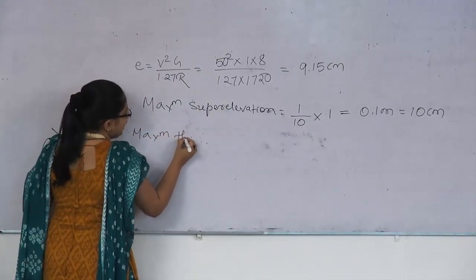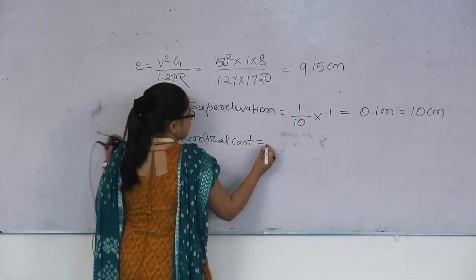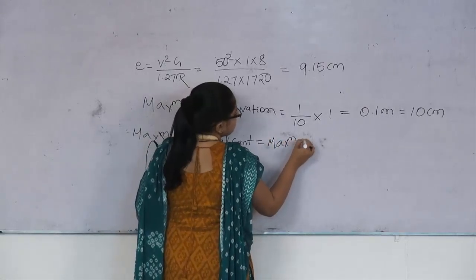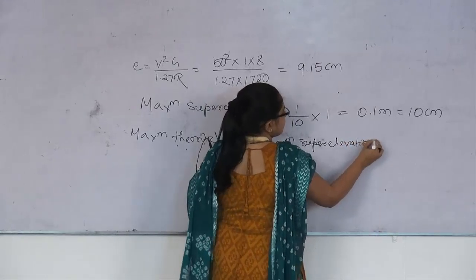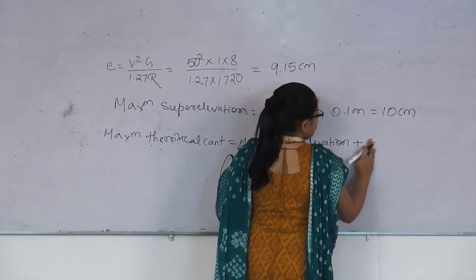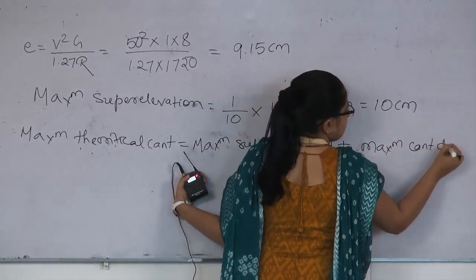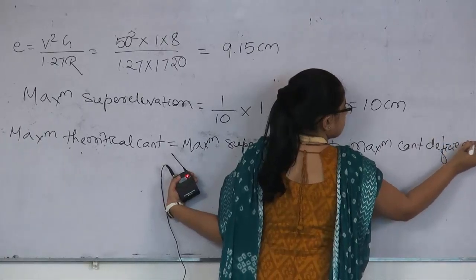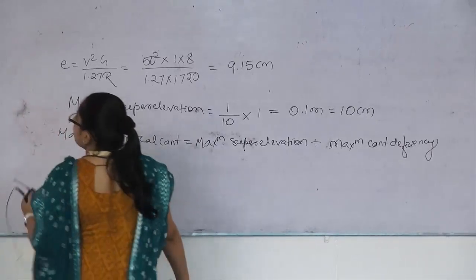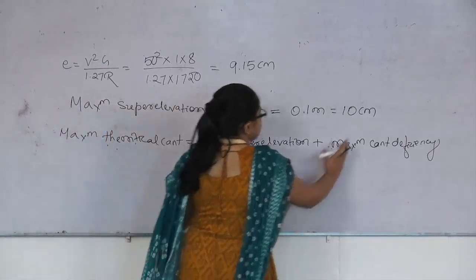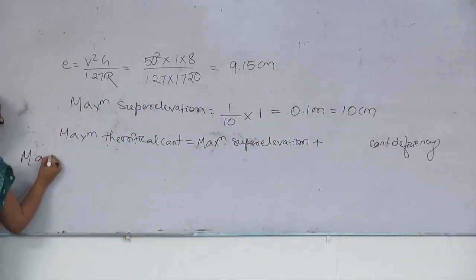Okay. Then the theoretical cant is how much? Maximum theoretical cant equals maximum super elevation plus maximum cant deficiency. Now what is cant deficiency? What is the maximum cant deficiency for a meter gauge track?